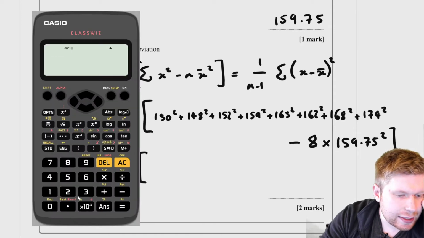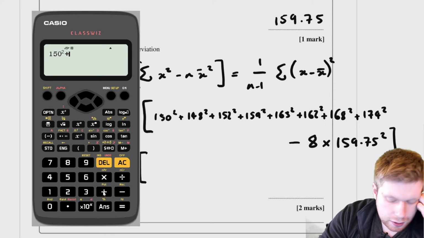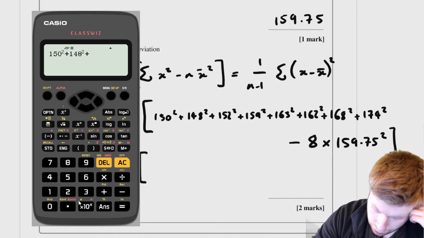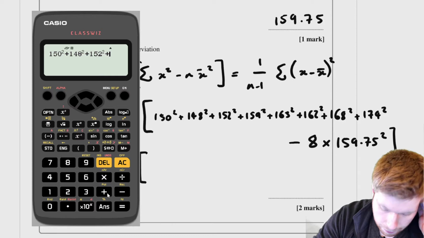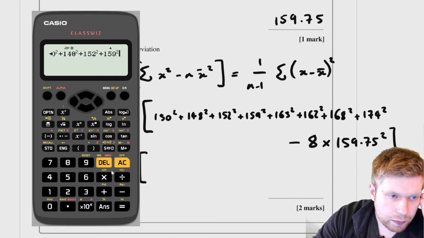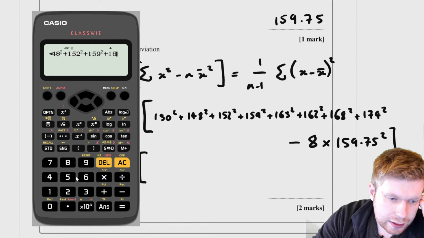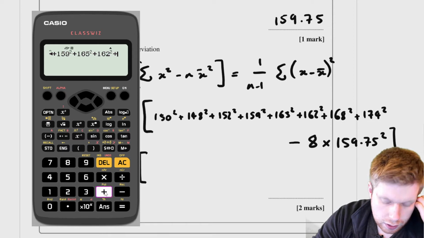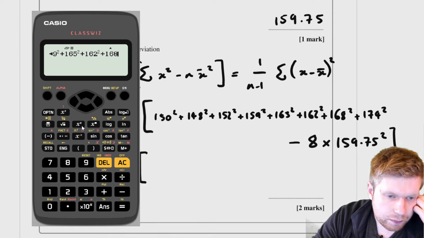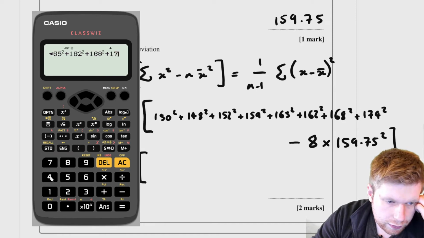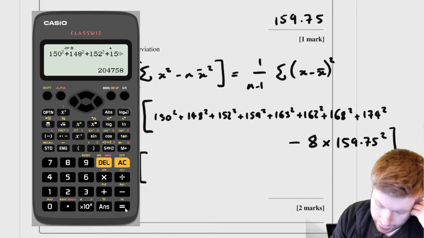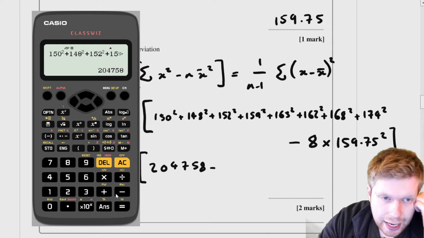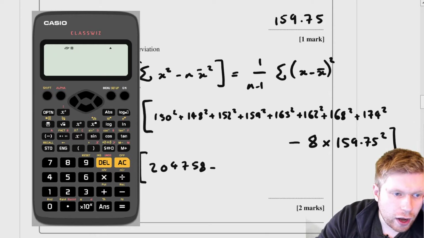So let's clear it, AC, 150 squared plus 148 squared plus 152 squared plus 159 squared plus 165 squared plus 162 squared plus 168 squared plus 174 squared. Press equals, and I get that as 204,758. I'm going to take away, so now I'm going to do the 8 times the 159.75 squared.